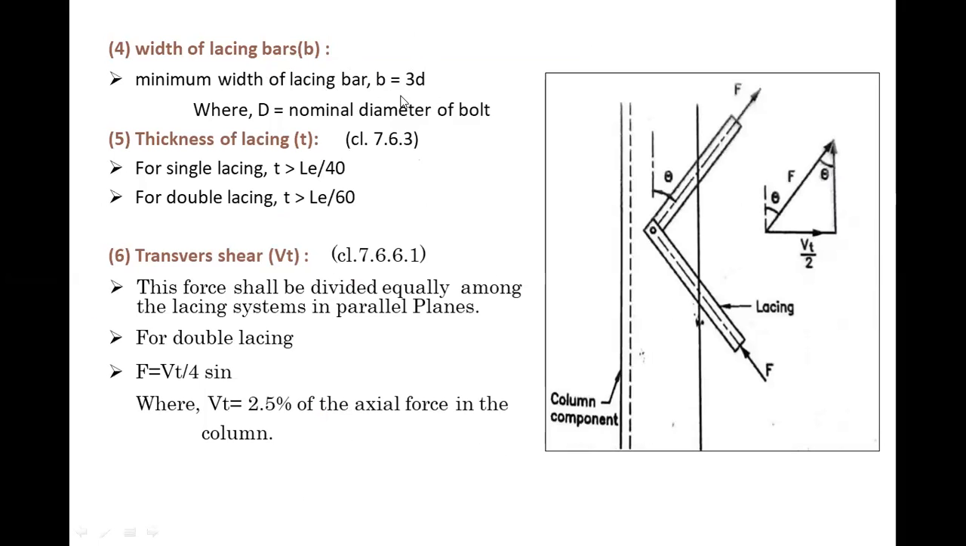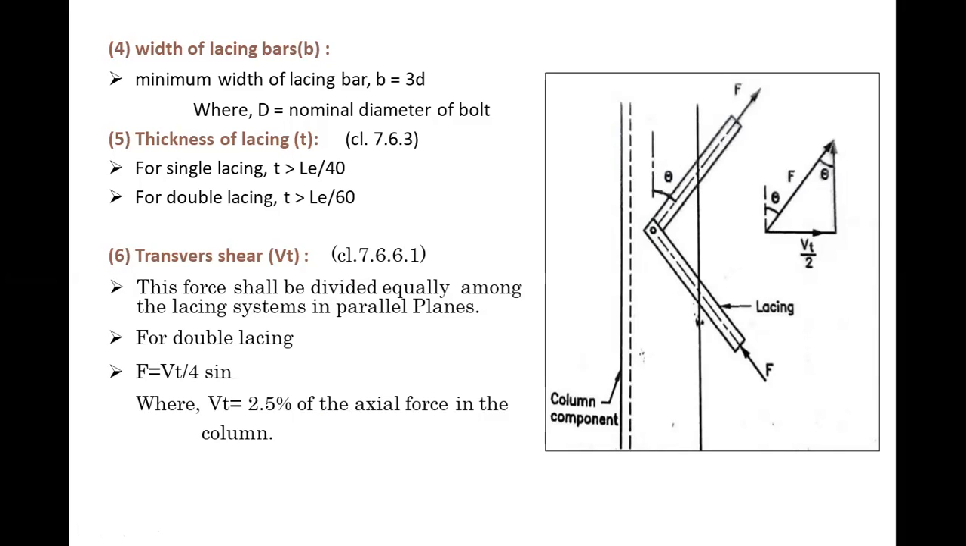This criteria is fixed, right? Whenever you need width, find out the width of lacing bar, taken as equal to 3D, where D is equal to the nominal diameter of the bolt, which is connecting two lacing systems by a bolted connection, right? Thickness of lacing, denoted by t, is provided in clause number 7.6.3.